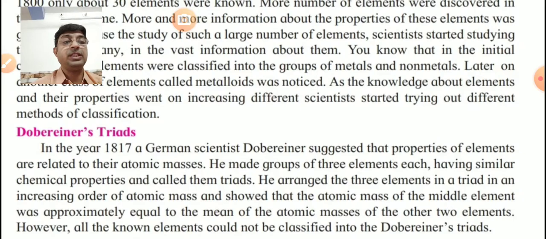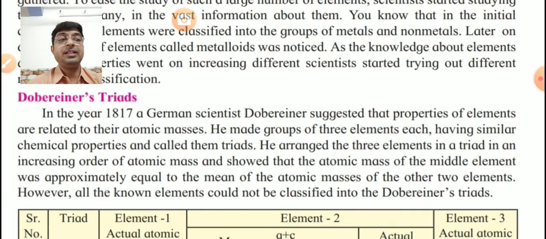He made groups of 3 elements, each having similar chemical properties, and they are called triads. He arranged the 3 elements in a triad in increasing order of atomic mass and showed that the atomic mass of the middle element was approximately equal to the mean of the atomic masses of the other 2 elements. So this is the law. This law is asked for 2 marks. So you underline from the second line.